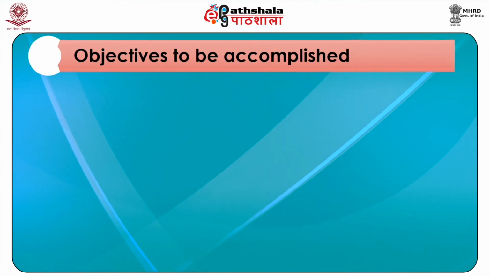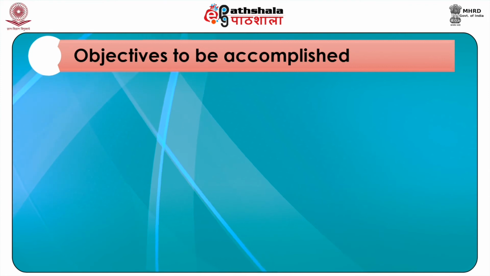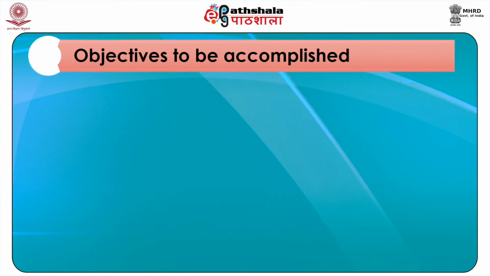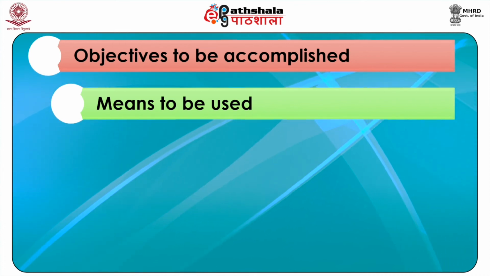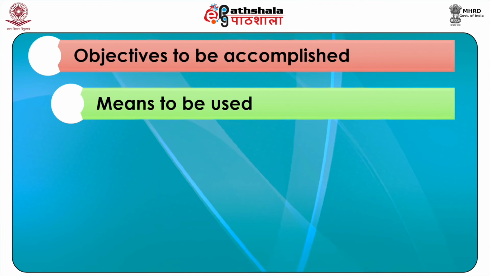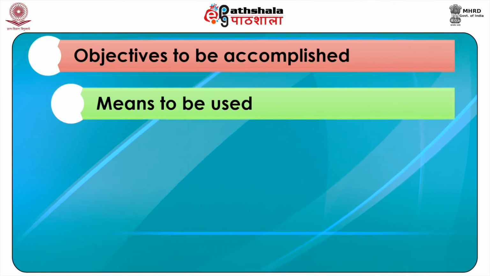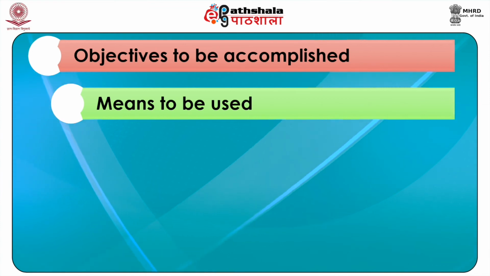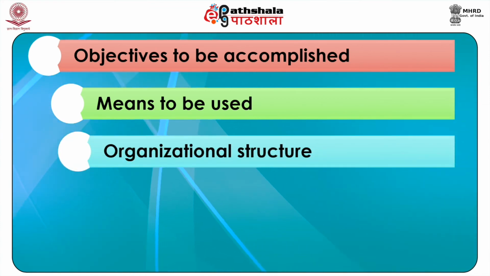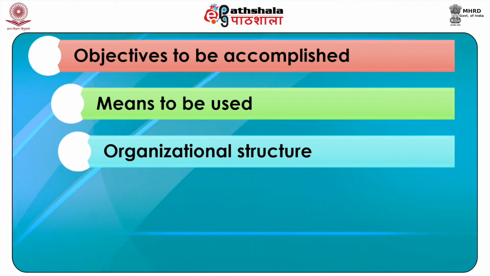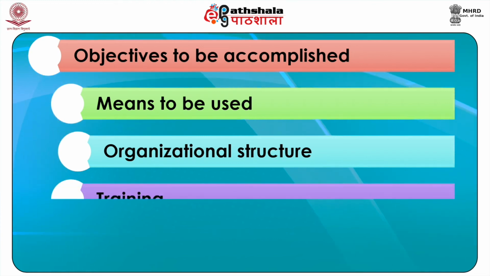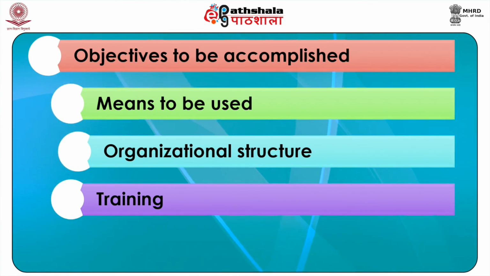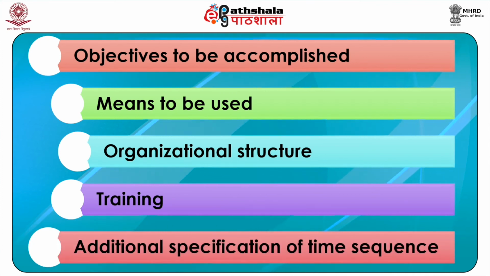Number 1, objectives to be accomplished. These usually correspond to the group's short-term, immediate and long-term objectives stated in a logically related fashion. Means to be used. Such a statement usually indicates the general means to be used in addition to a more detailed description of specific methods and actions to be taken. The organizational structure, authority pattern, and the persons and groups responsible for actions to be taken. Training required to enable those responsible to accomplish the actions to which they are assigned. Additional specification of time sequence.